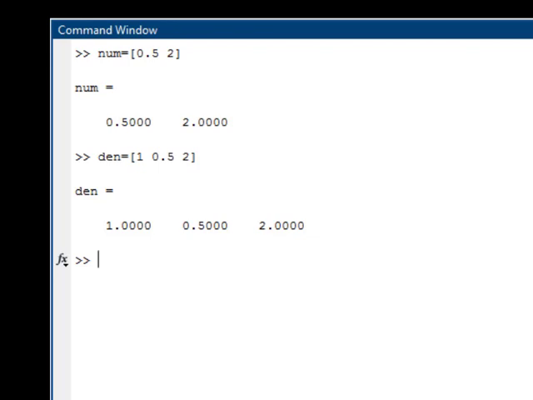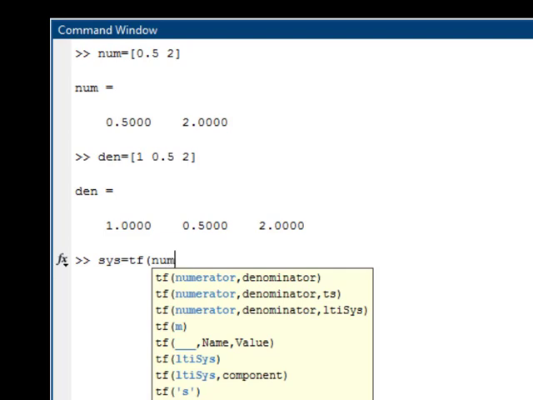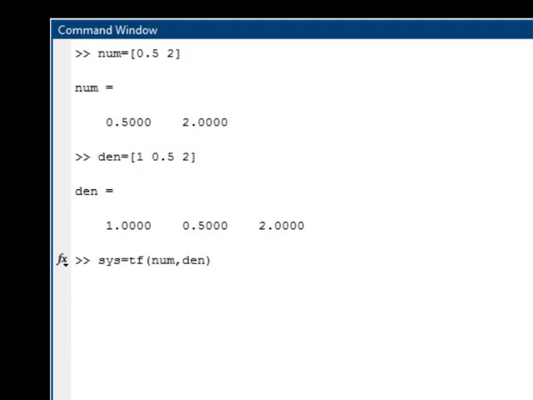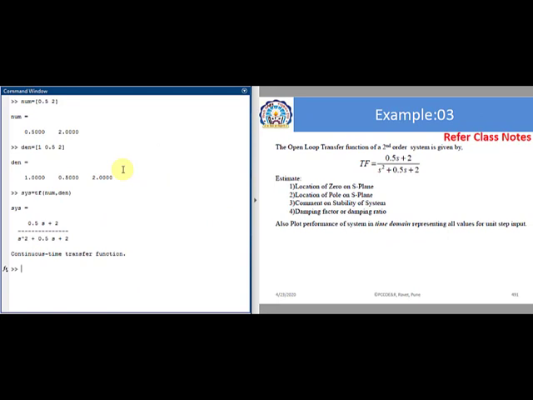Now we have to obtain a transfer function. For that I will use a variable sys, any variable you can define. The command used in MATLAB to get the transfer function from numerator and denominator polynomial vectors is tf. tf gives us a transfer function by knowing the numerator vector and denominator vector. So please use the same variables we have defined here, num and den, then enter, it gives us the transfer function. You can compare this transfer function and this transfer function, both are the same.